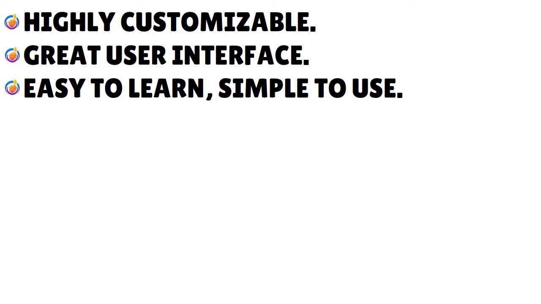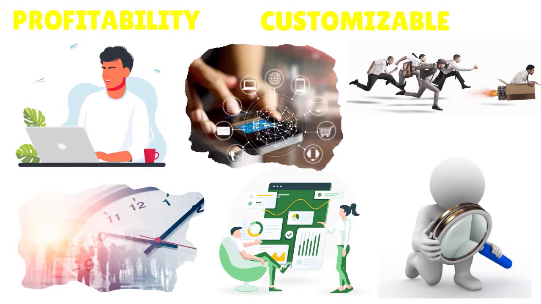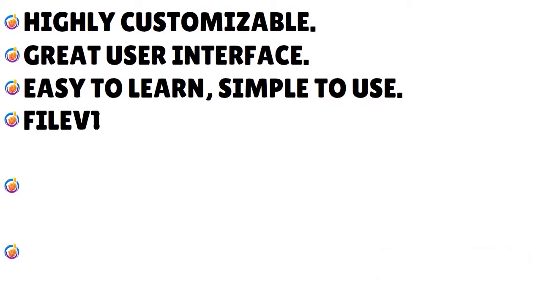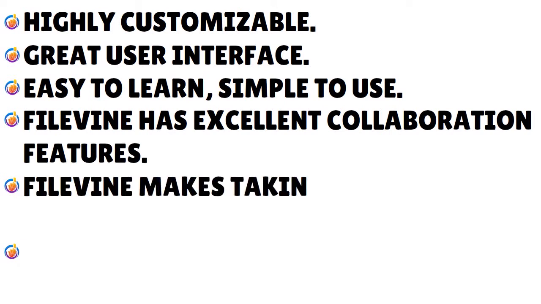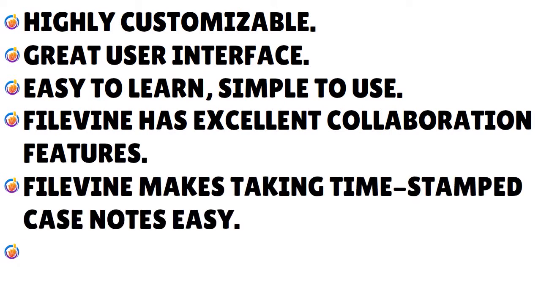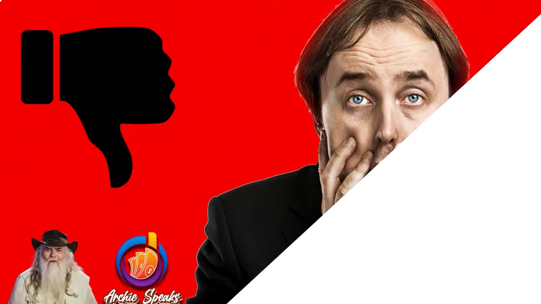So for us, this is really important because when we analyze and rate user experience, we pay attention to ease of use and also how easy it is to learn. Filevine has excellent collaboration features. The tool also makes taking time-stamped case notes easy, and the interface is intuitive, really intuitive. This is something they've done a great job in terms of making it easy for users to actually use the tool. Fantastic. So those are a few pros we believe are preeminent if you start to analyze the advantages of Filevine. Now let's talk about the disadvantages, because there are some.